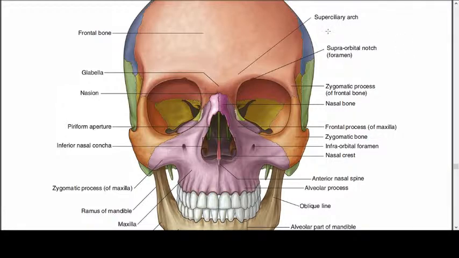This is the supraciliary arch, the part where the eyebrows lie. This part is called the glabella, in between the two orbits. This one is the frontal bone. This is the nasion, basically a small point that we can view right now.